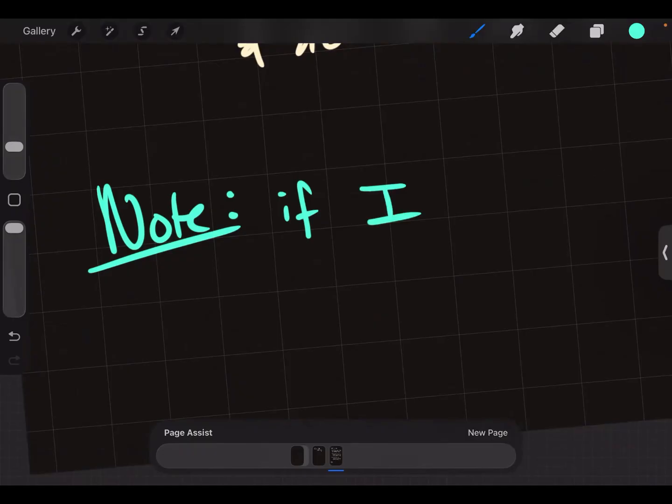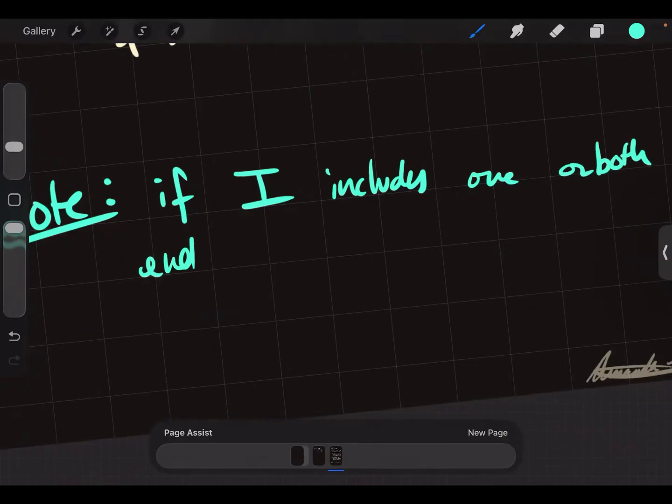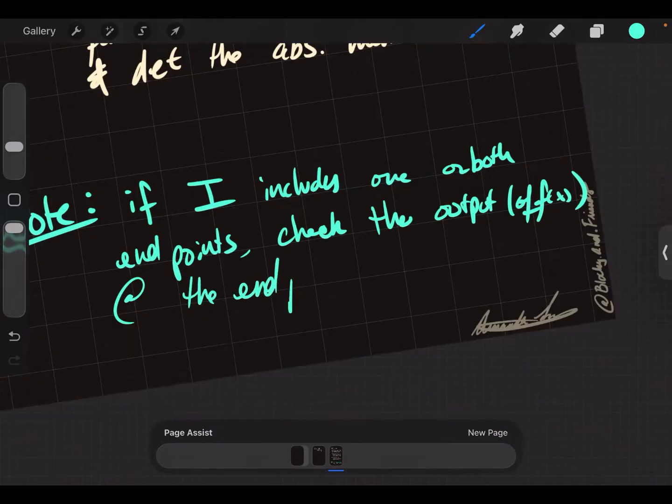If I includes one or both endpoints, check the output of f of x at the endpoints, just in case.